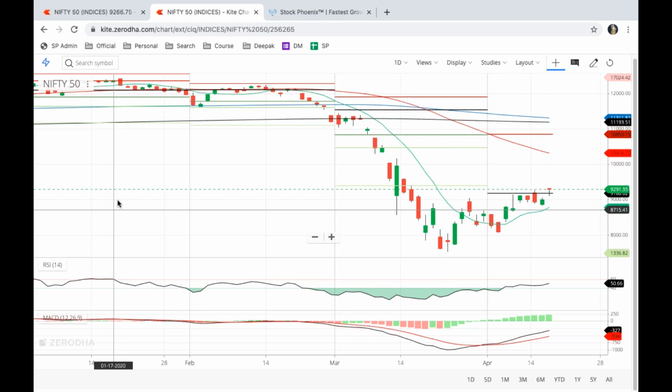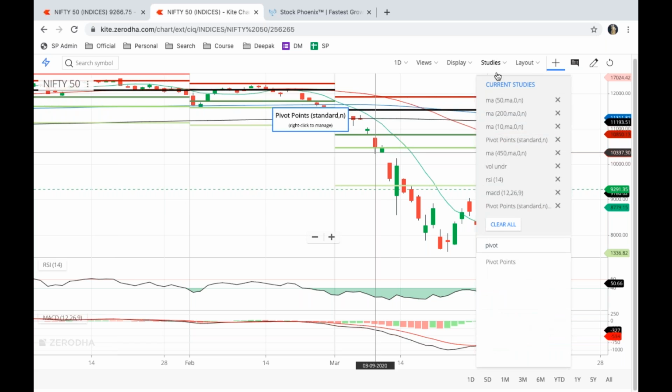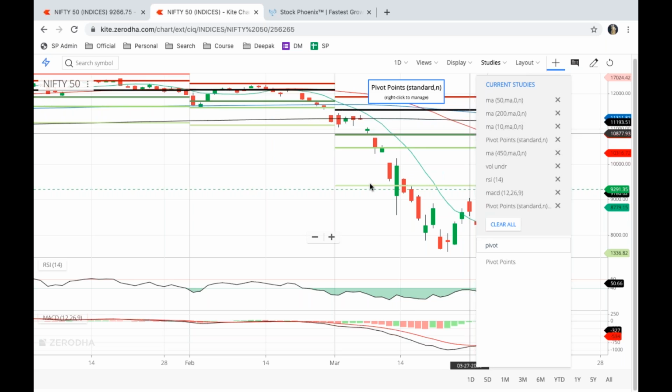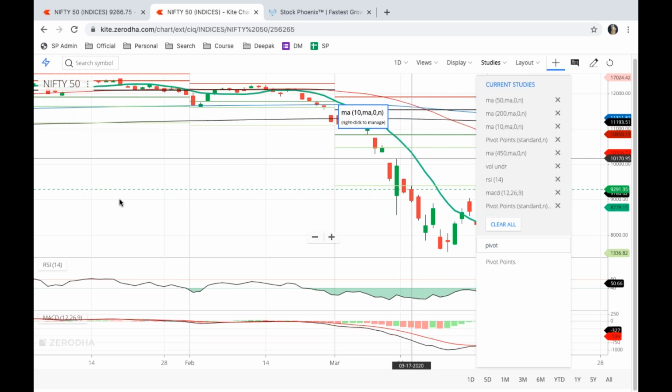So what is the Stock Phoenix setup? These are the indicators that make up the Stock Phoenix setup. Where can I add them in Upstox? It is available in the indicator tab. Today Upstox is not working. Maybe tomorrow I'll show you one more time.